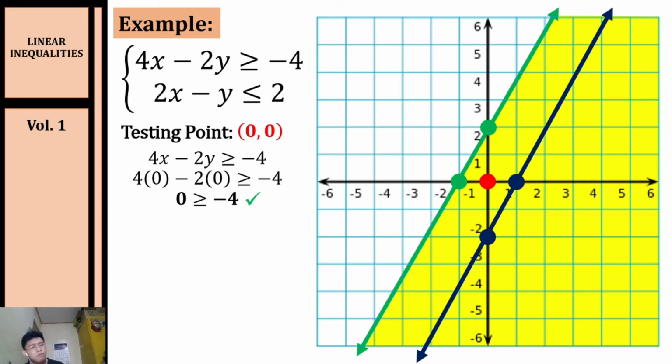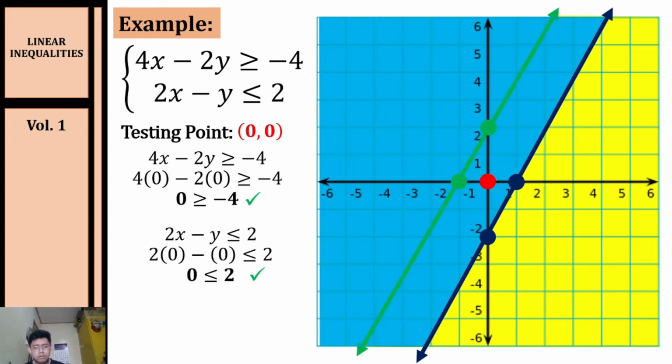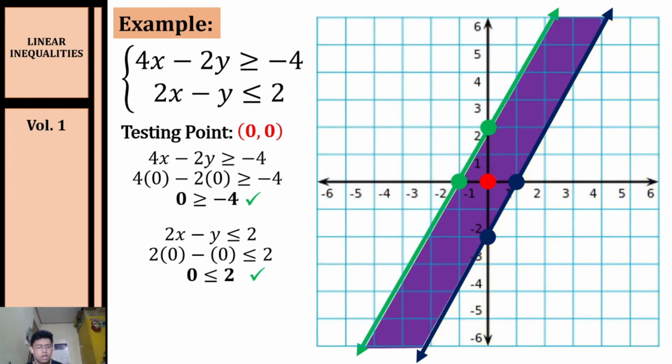Now, let's proceed to our second inequality. Let's substitute our testing point 0, 0. Simplifying it, we will have 0 is less than or equal to 2. Did it satisfy our inequality? Yes. So since our testing point satisfies our inequality, we will shade the upper portion of our graph. So let's identify the intersection of the two shaded regions. It is located here. Therefore, the solution to this system of linear inequalities will be located in this shaded area.